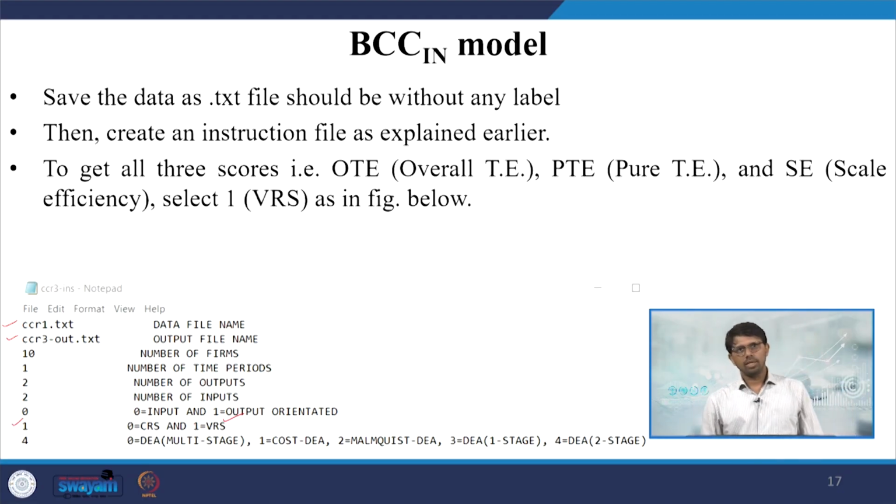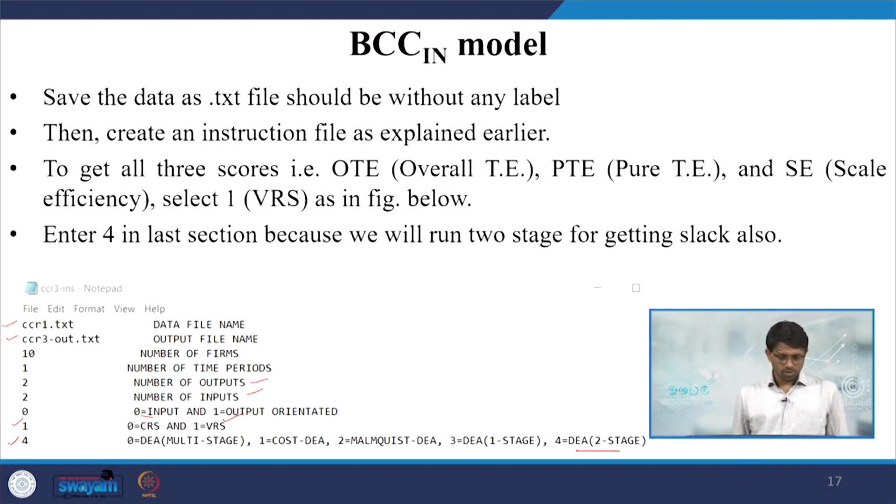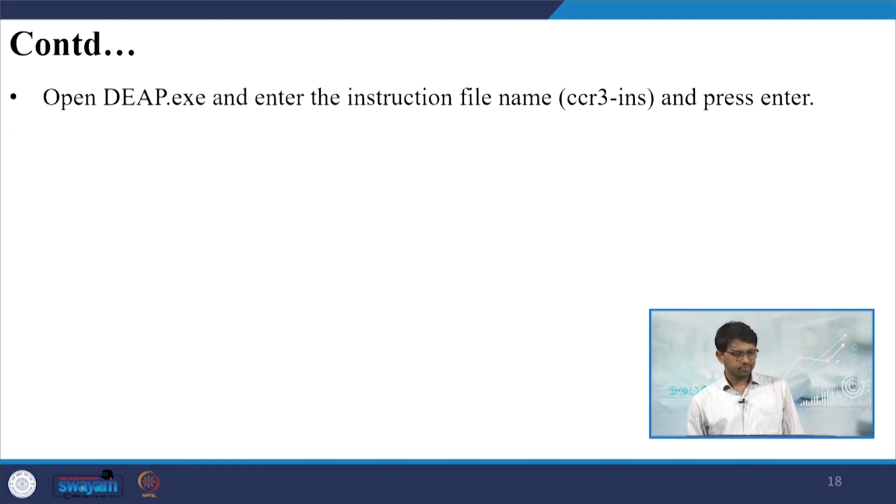The second important, interesting aspect is that we have to discuss either 1 stage or 2 stage. Since we are addressing the targets or the slacks, 2 stage calculation is required, hence we are mentioning 4. Okay. 4 is the code. Rest are the same since it is input based. So, our model is actually input based. For your memory, once again for your clarification, we have discussed 2 outputs, 2 inputs as per our data. Fine.